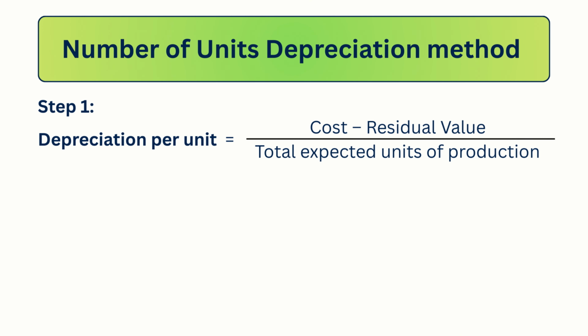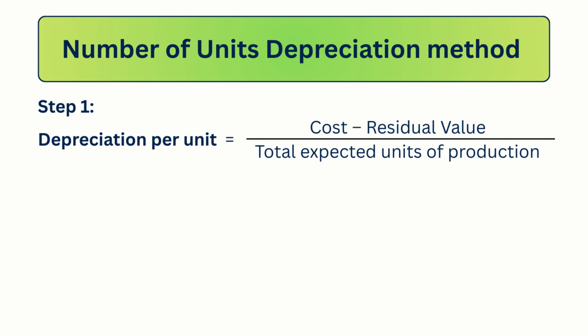The first step in the units of production method is to calculate depreciation per unit. To do this, we start by calculating the depreciable amount of the asset, which is the cost of the asset minus its residual value. This represents the total value that will be depreciated over the asset's life. We then divide this depreciable amount by the total expected units of production over the asset's useful life. This gives us depreciation per unit.